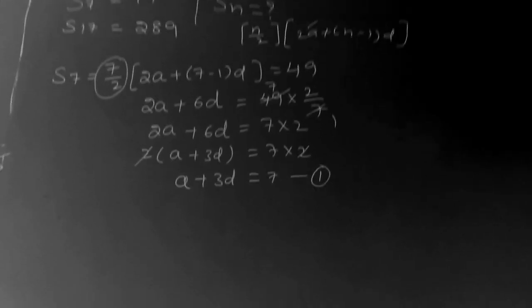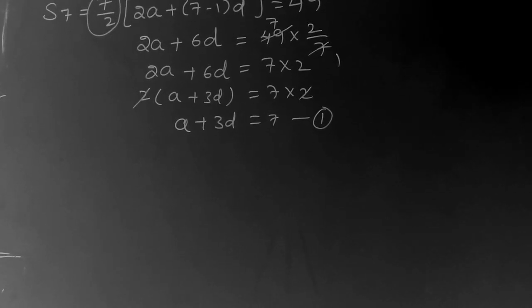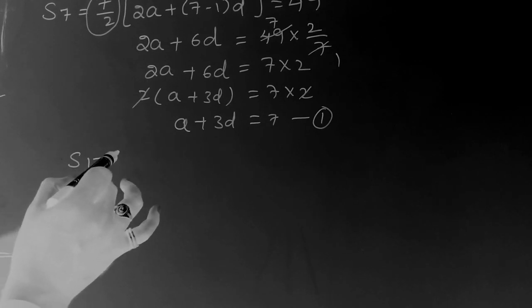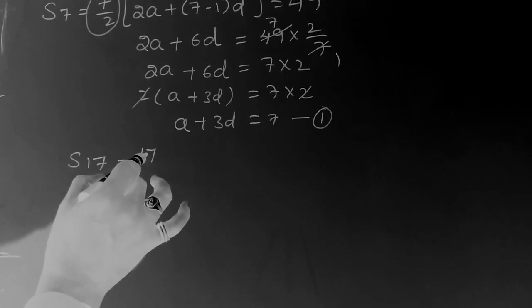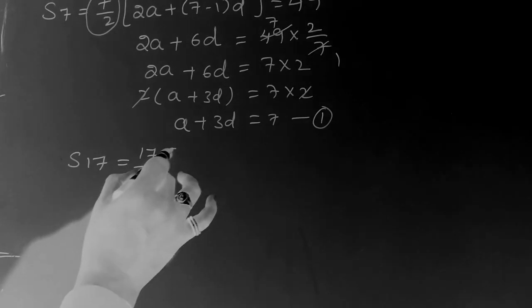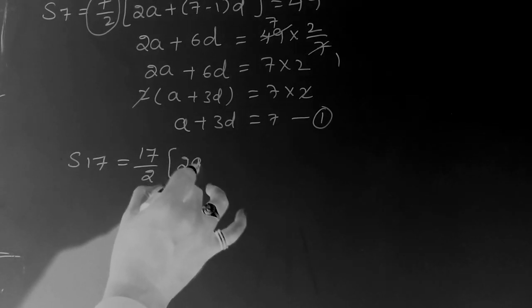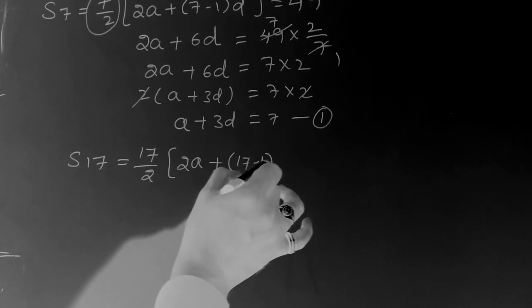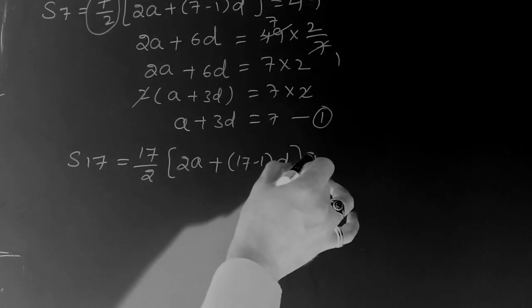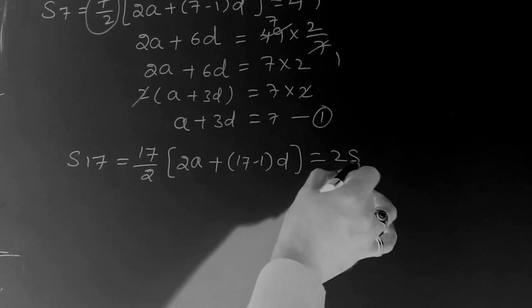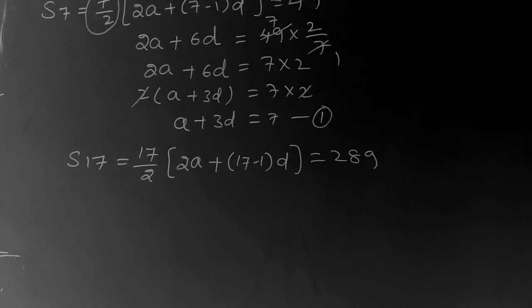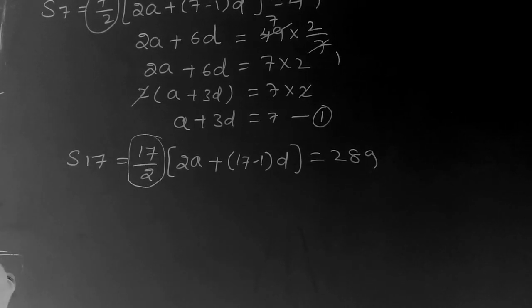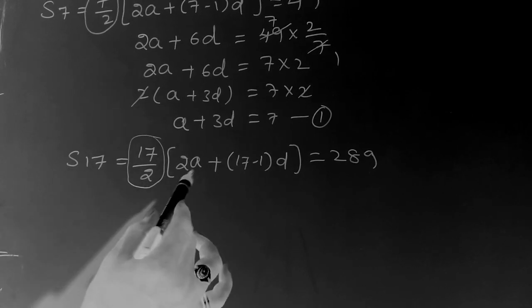Now S17 is given. S17 you take 289. S17 is 17 by 2 into 2a plus 17 minus 1 into d, that is equal to 289. Here 17 by 2 is in multiplication. Take this fraction to the right side, it becomes reversed.